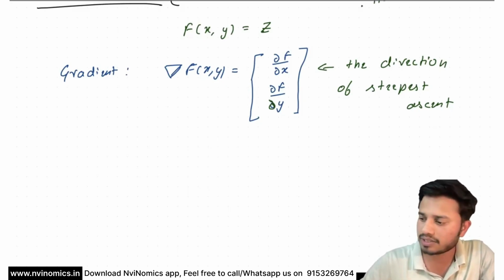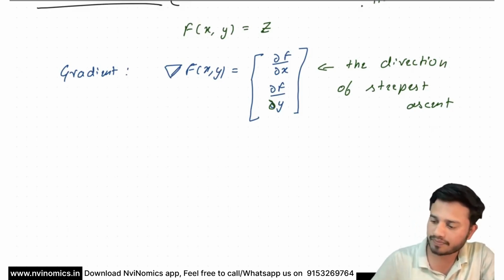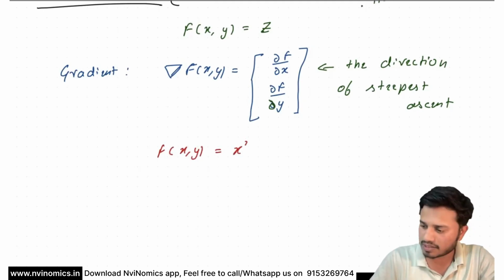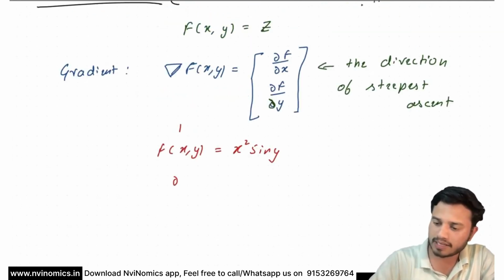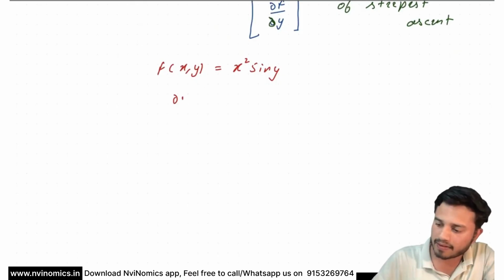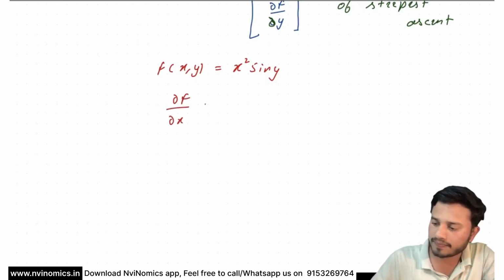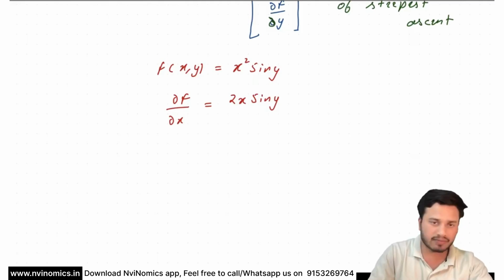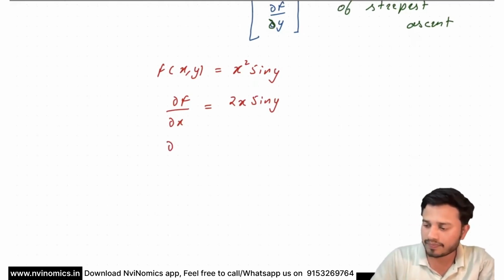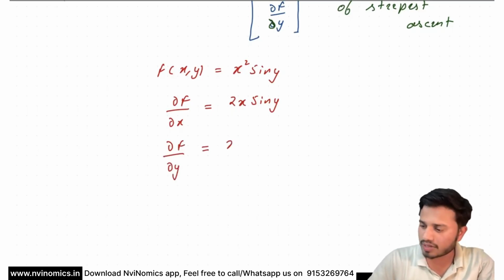So suppose you have some two variable function like x square sine y. If you do df by del x, it will be 2x sine y, right? You have to treat the other variables as constants and just take the derivative with respect to x. Then do df by dy, and it will give you x square cos y.